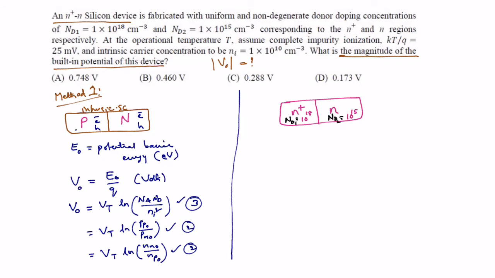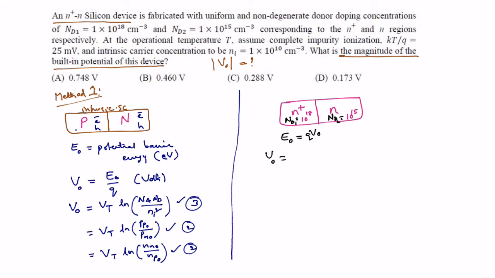Again there is a difference in energy levels because one side is heavily doped and the other is lightly doped. The electrons are more excited on one side and less excited on the other side. So there will be an energy level difference between them. Again a potential barrier energy is required, and you can write it as Q times V naught. V naught can be calculated using any of these three equations.